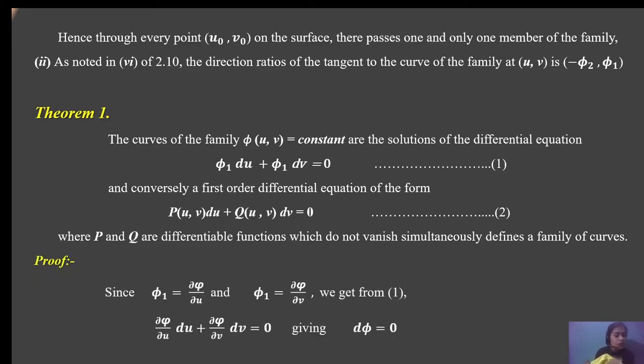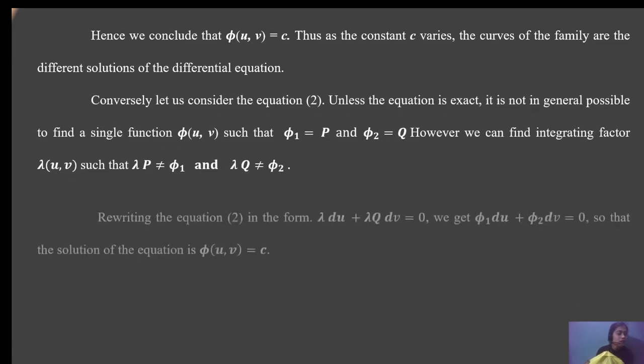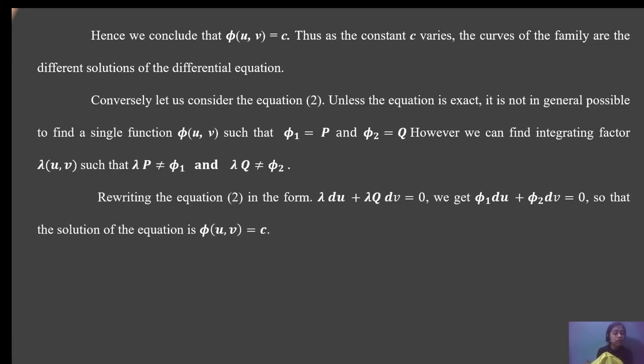Then what is the proof? We know that phi 1 equals del phi upon del u, phi 2 equals del phi upon del v. From the first equation we have del phi upon del u du plus del phi upon del v dv equals 0, giving d phi equals 0. Hence the conclusion that phi(u,v) equals constant is the family of curves which is the solution. Can you find the value when putting it into the equation? Yes, you find the value, because the equation will be generated in this form.